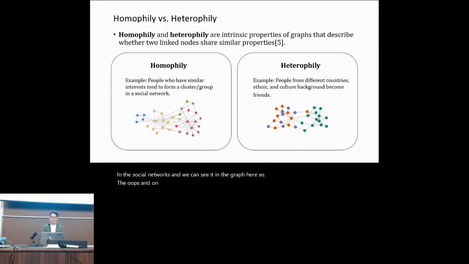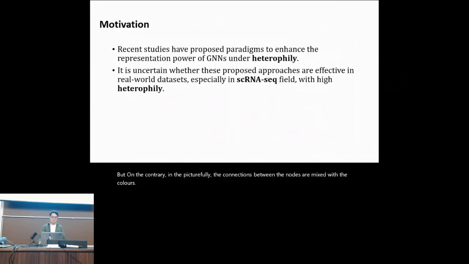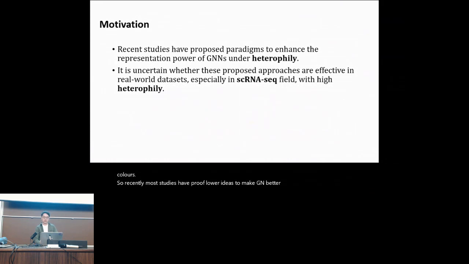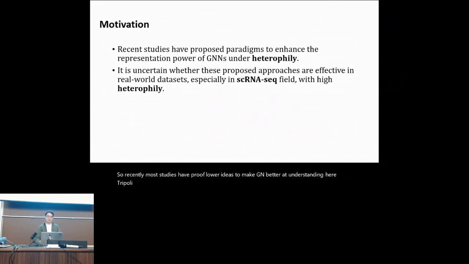So the nodes of the same colors are clustering together. But on the contrary, in heterophily, the connections between the nodes are mixed with colors. Recently, most studies have put forward ideas to make GNNs better at understanding heterophily. However, there's uncertainty about whether these suggested methods actually work well with real-world datasets, especially in the single-cell RNA sequencing domain.